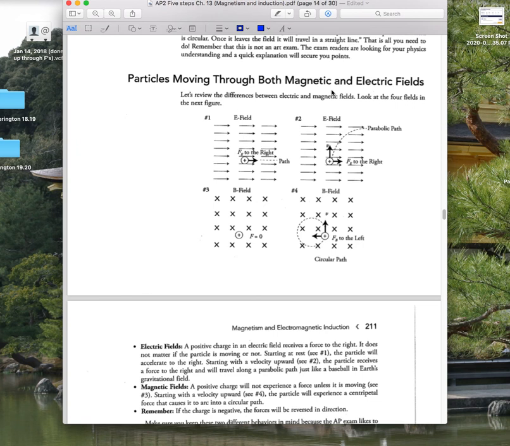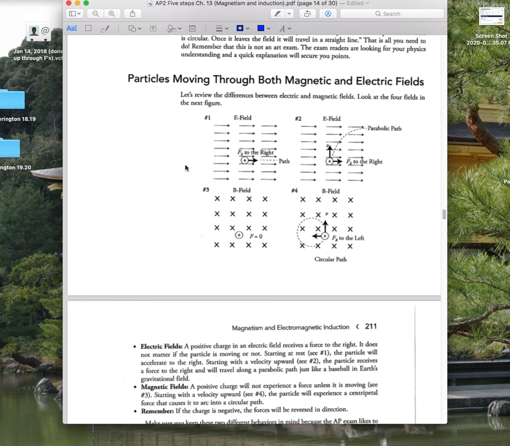So moving through both magnetic and electric fields, they might try to pull something like this to get a bunch of different concepts into one question. You should know how to predict the direction of force on a charge. The force on a charge in an electric field is, for positives, in the same direction as the electric field, and for negatives, opposite. So in this case, if this were an electron, the force on the electron would be to the left, because electric field lines point from positive to negative.